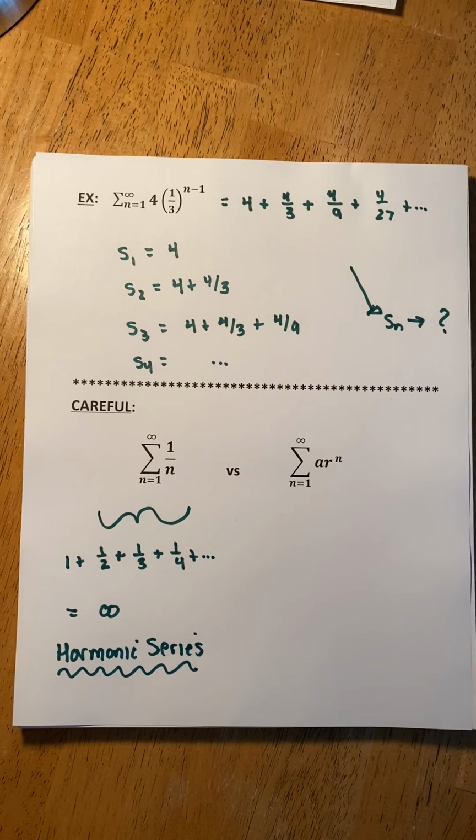So therefore, a r to the n minus 1 converges to, we can actually find the sum, a over 1 minus r, if the absolute value of r is less than 1, which is equivalent to r being between 1 and negative 1. Right? And the geometric series diverges otherwise. Right, so we can use this as a fact moving forward. So using clever algebra, we can now talk about any geometric series.